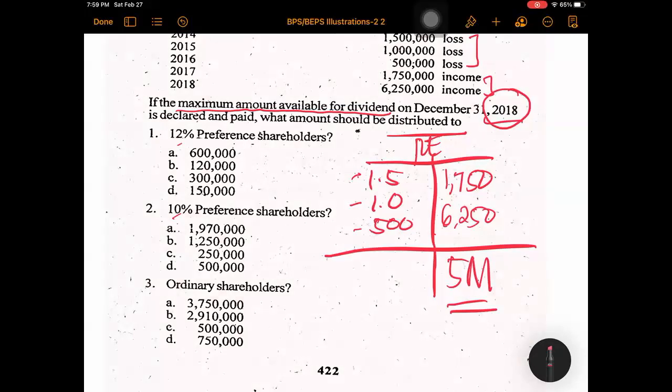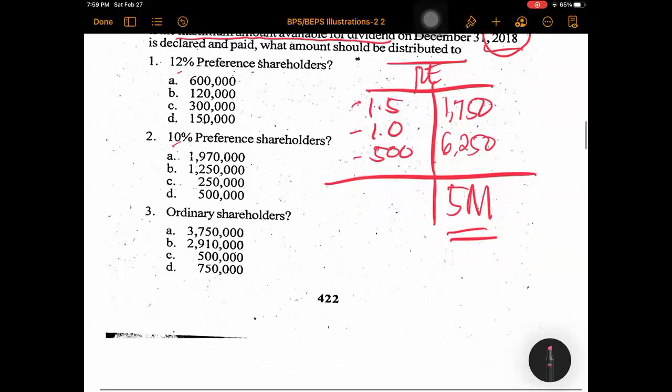Right? Because our basis for declaring dividends is the balance of retained earnings. Therefore, starting 2014, it is counted in the balance of retained earnings. It is not a nominal account that you zero out, right? So it is not closed, so you forward its balance. So every year the loss increased, the deficit increased up to year 3, then come year 4 it decreased a little because it became positive in 2018. Therefore, your remaining retained earnings for 2018 is 5 million.